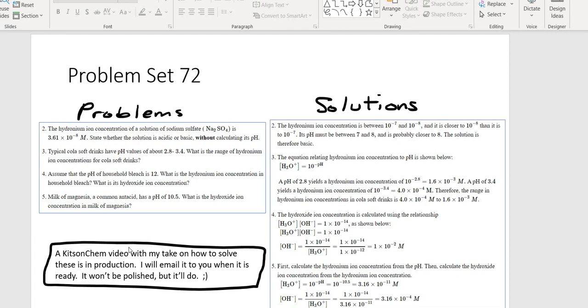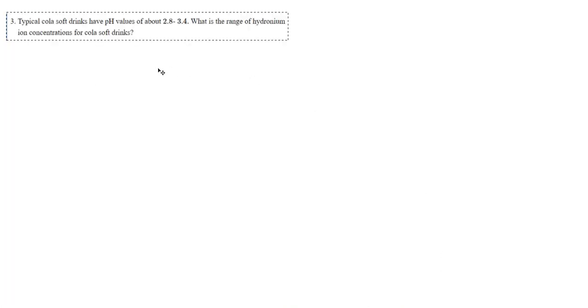Alright, so the next problem is number 3, and it says a typical cola soft drinks have pH values of 2.8 to 3.4. What is the range of the hydronium ion concentration for soda? So 2.8 to 3.4. Oh, here's the question again. There we go. So we have a pH of 2.8.